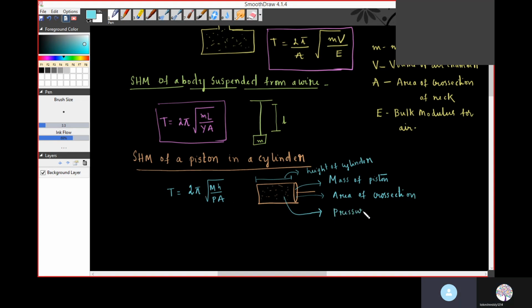So what is Y, sir? Here Y is Young's modulus. Here M is the mass of the body, L is the length, and A is the area of cross section of the wire. Y is Young's modulus.